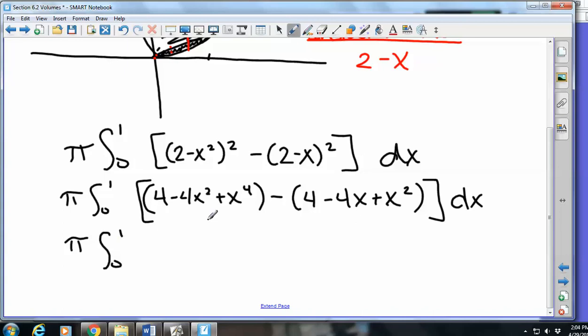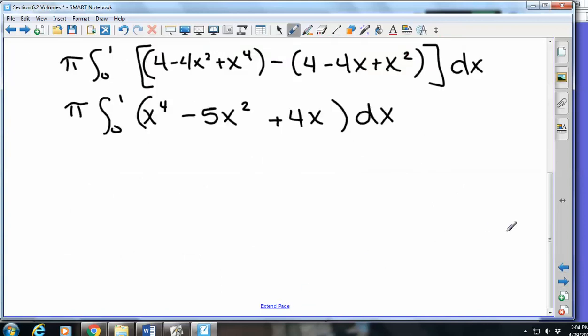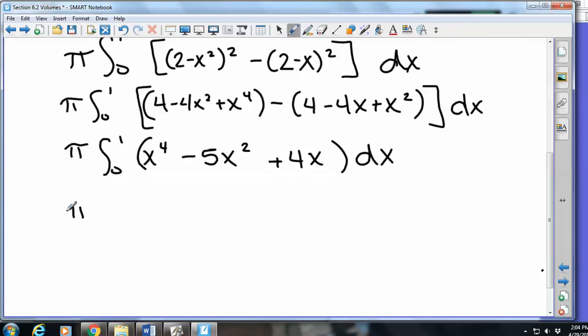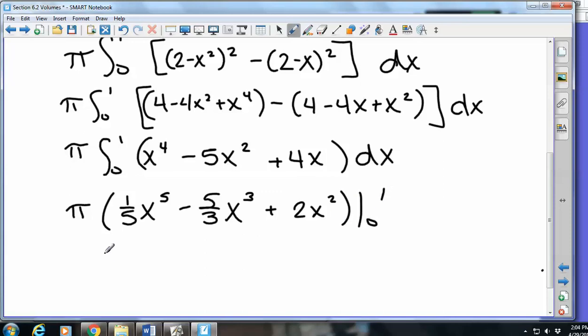So if we simplify this, what happens? 4x, and the 4's drop out. So now we can actually integrate. So x to the 4th would be 1/5 x to the 5th. 5x squared would go to 5/3 x cubed. 4x would go to 2x squared.